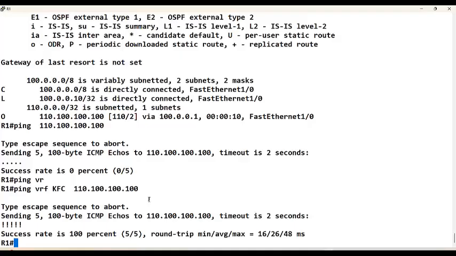Is this clear so far? Okay, sir. What about the others?